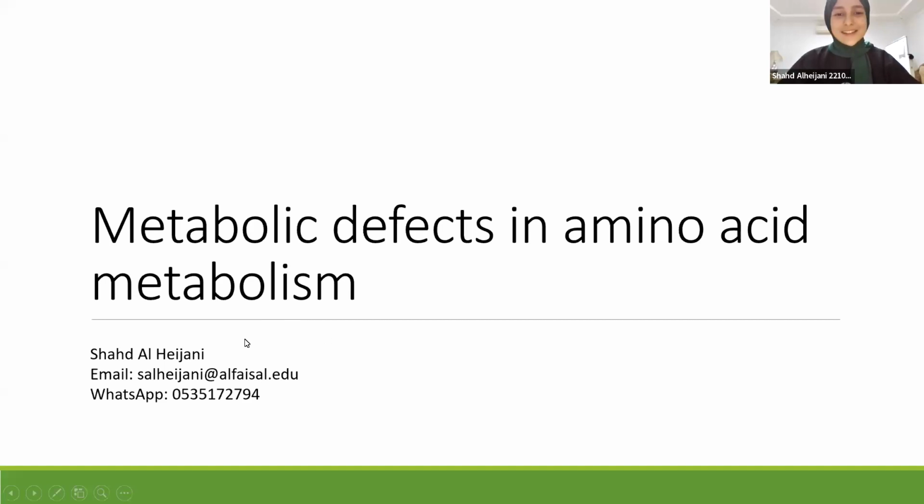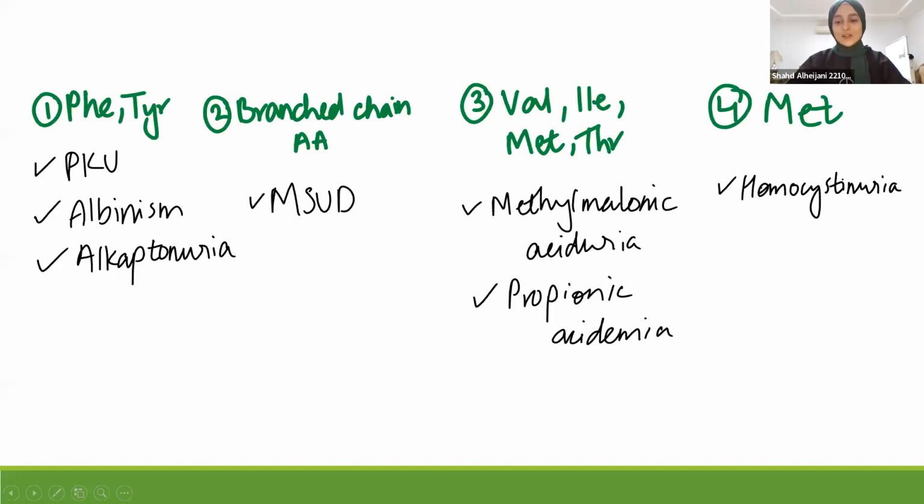Let's get started. So we'll be discussing the pathways of several amino acids for the metabolic defects. First, we'll start with the phenylalanine and tyrosine pathway. Under that, we have three main diseases: phenylketonuria, albinism, and alkaptonuria. Then we'll move to the pathway for the branched chain amino acids, and under that, we have maple syrup urine disease only.